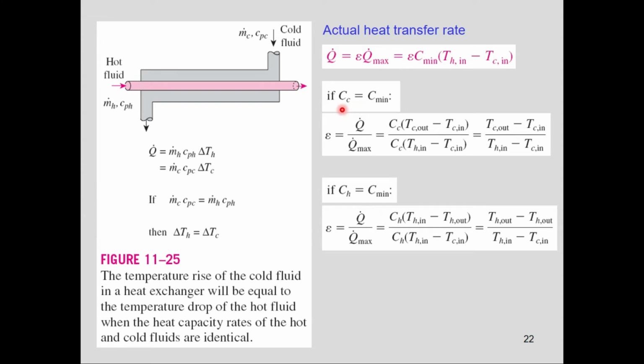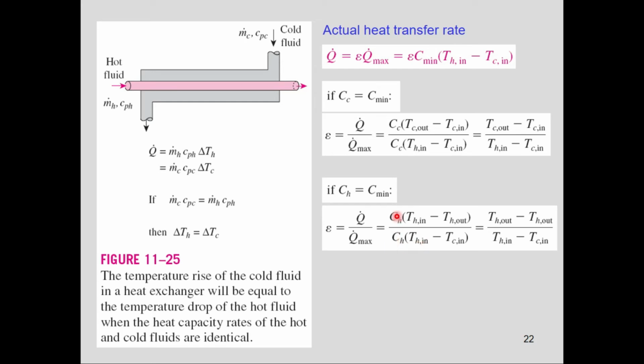So if the cold fluid heat capacity rate is the minimum, which is C min, the effectiveness would be determined using this formula, right? In this case the C terms are the same, so they cancel out and we have this formula. As in the previous slide, we said that the C min value is the heat capacity rate for the hot fluid. For that case, the effectiveness can be written in this way using this formula.